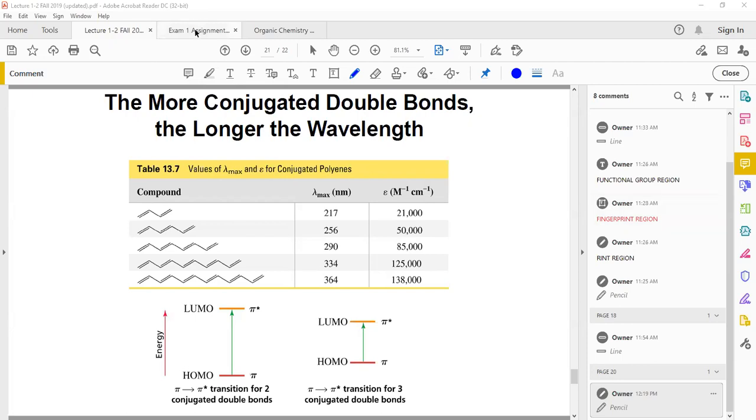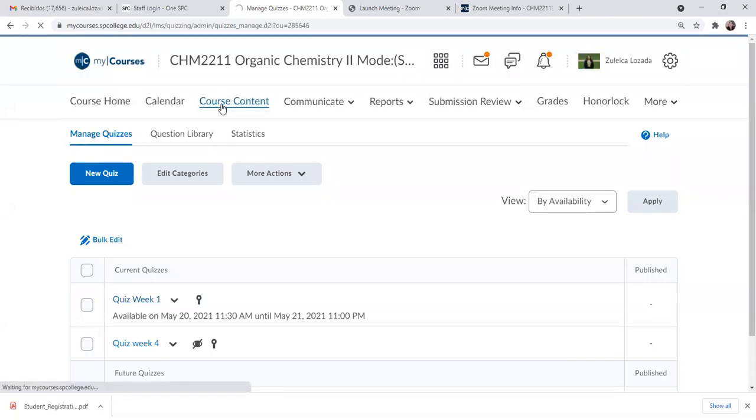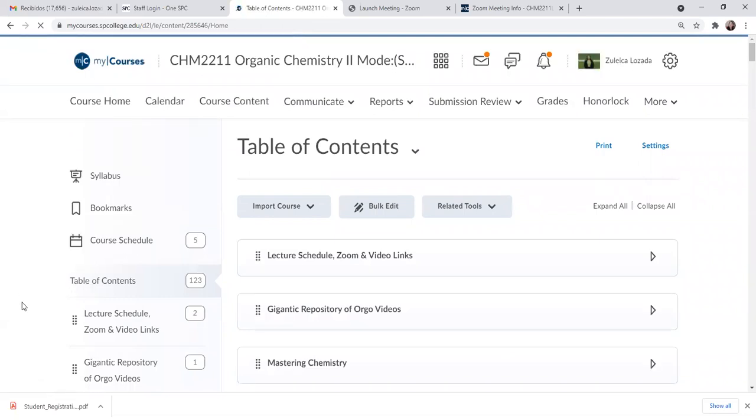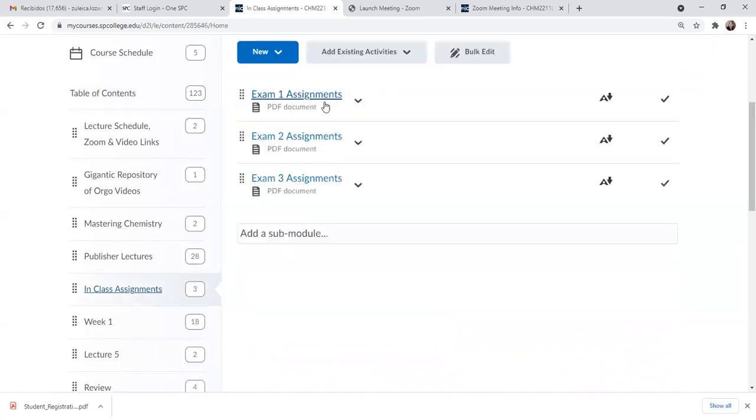So I'm planning to use assignment number one that you can find in my courses. Let me go back in that area. If you go in my courses, go to course content, and you will see, after the lectures, I have the class assignments. If you click on that, you will have the first folder here, which says exam one assignments. You can click on that. When we go back, we go into this, okay?